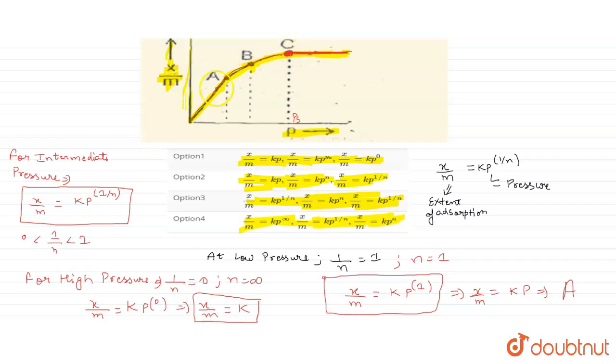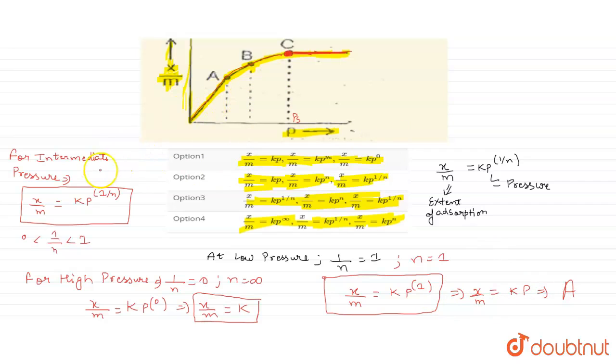I hope you guys are understanding it. A is for low pressure. At low pressure x by m equals kp to the power 1 by n, here 1 by n equals 1. So x by m equals kp to the power 1. So x by m equals kp. So this is for A, that is for low pressure.